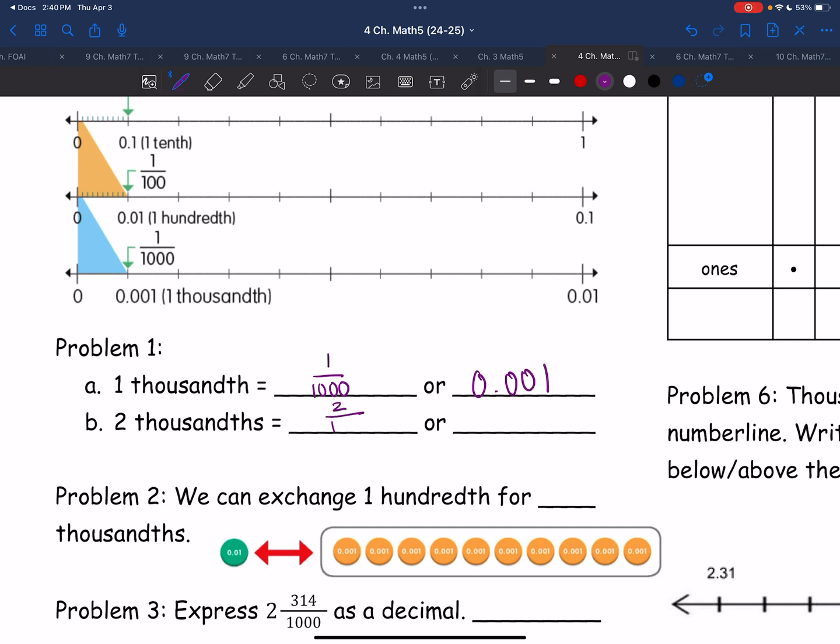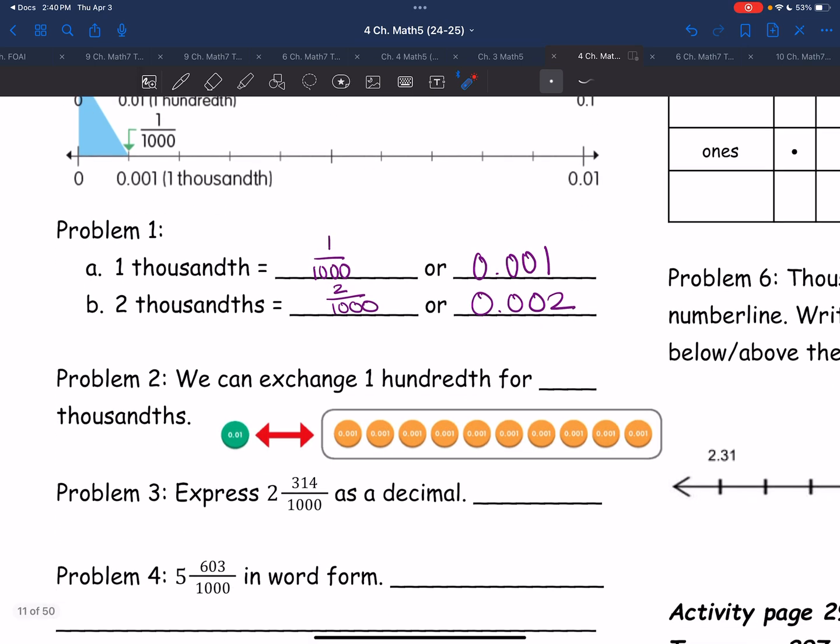All right, so the next one is 2/1000. So I'm going to put 2 in the numerator, 1,000 in the denominator. And how I could write that as a decimal is 0.002, but we could also read that as just 2 thousandths.